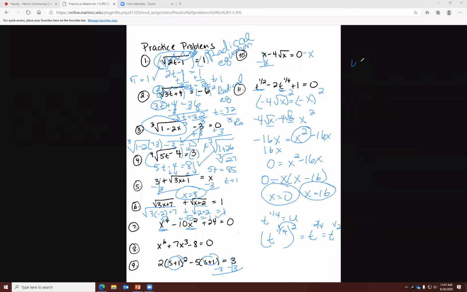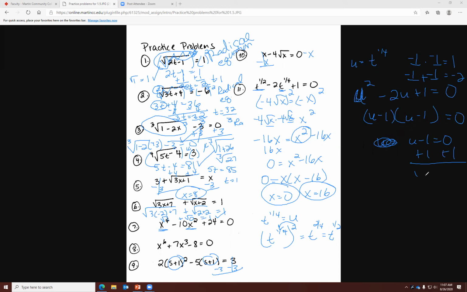So I'm going to let u be equal to t to the 1/4. Therefore, u squared minus 2 times u plus 1 is our problem now. And I can easily see that I can factor this. What are two numbers that multiply to give you 1 but add to give you negative 2? Well, it's going to have to be a 1 and a 1. It's going to have to be negative, right? So you end up with u minus 1 equals 0, twice, which is the same thing. So you end up with u equals 1.